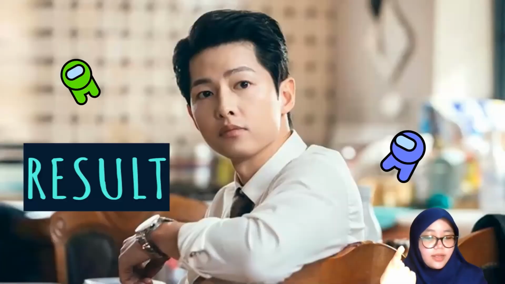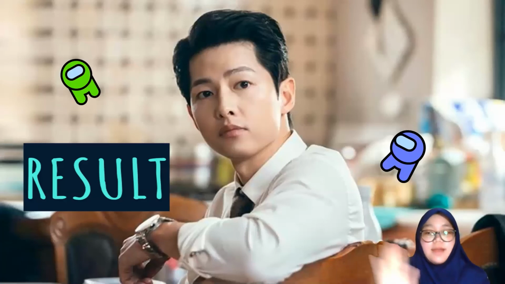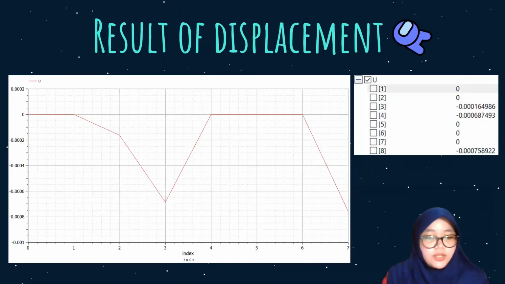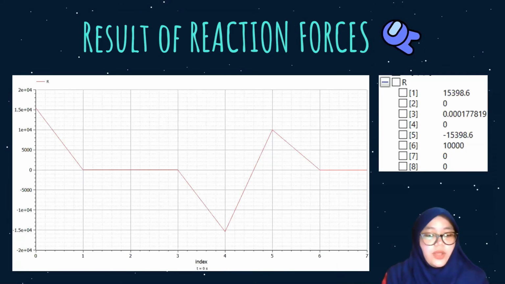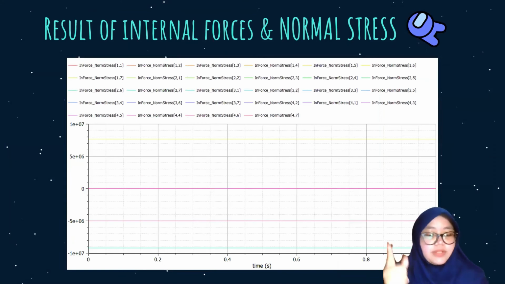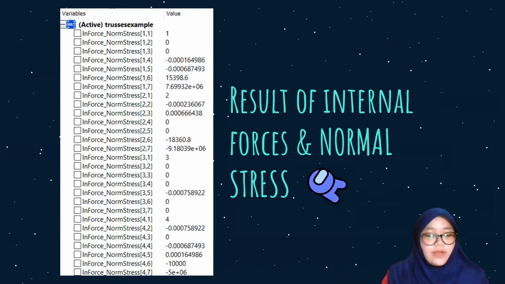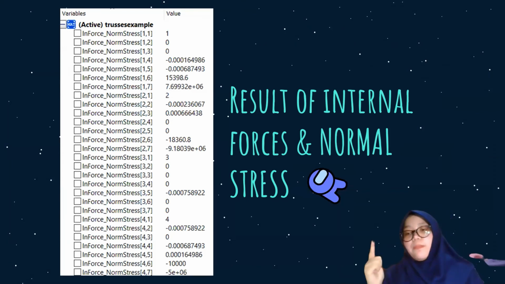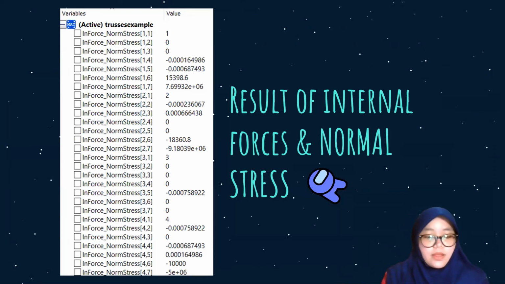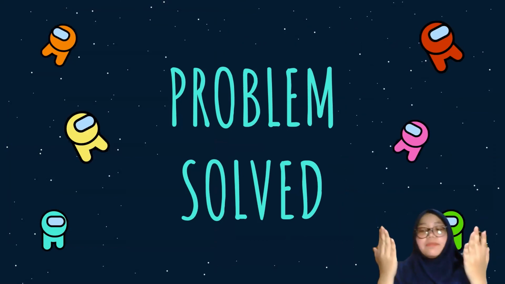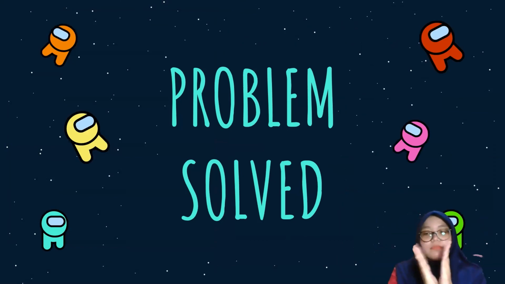We are set. Here we already have the result. First, we get a graph of our displacement. Next, we have the result of our reaction forces. Here we know that there is force in nodes 1, 3, 5, and 6. Plus, it's the result of internal forces and normal stress. And here you can see the value of each point. It's done. The problem now has been solved.